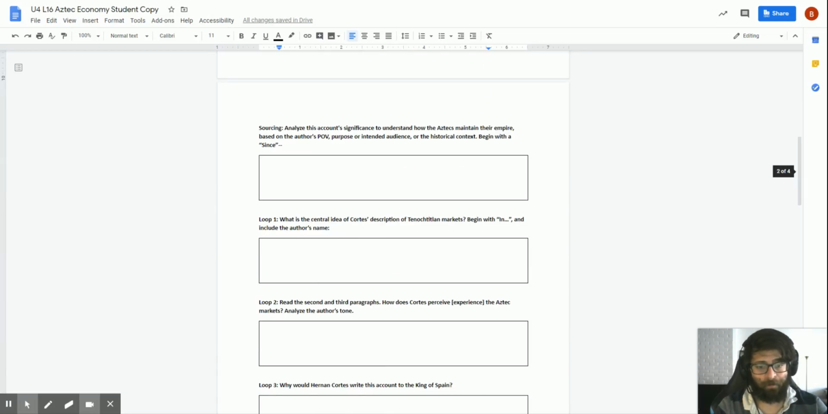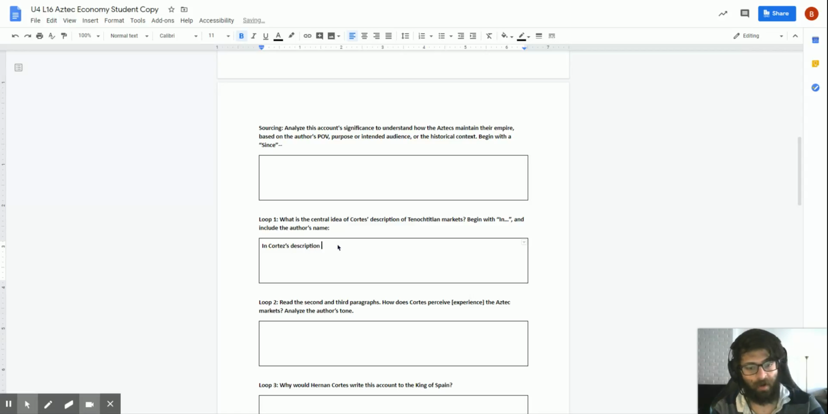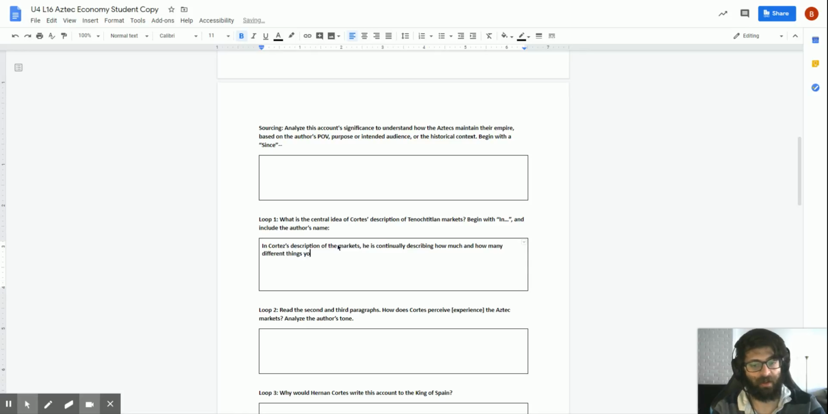So, what is the central idea in Cortez's description of the markets? He is continually describing how much and how many different things you can get there. Perfect.